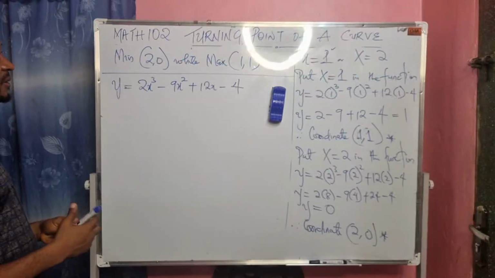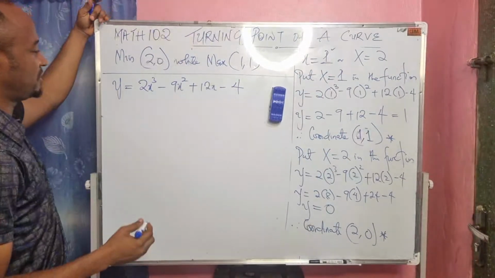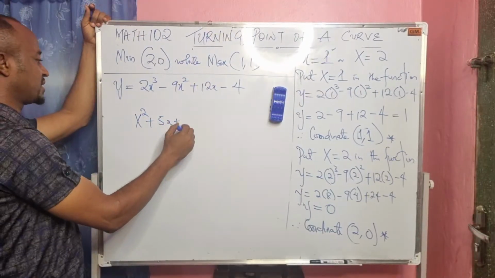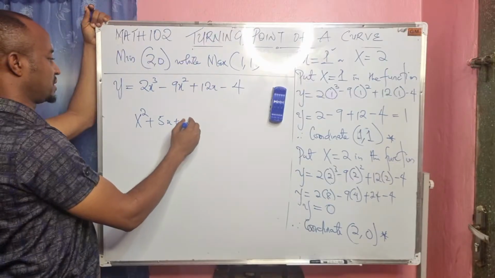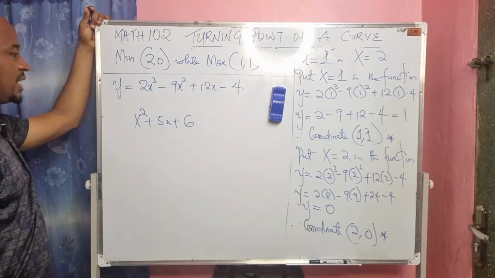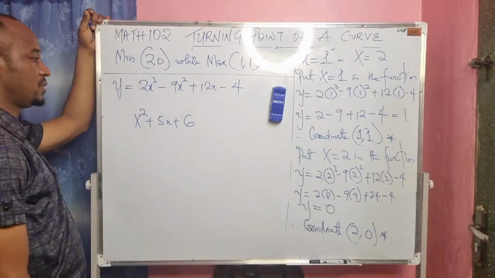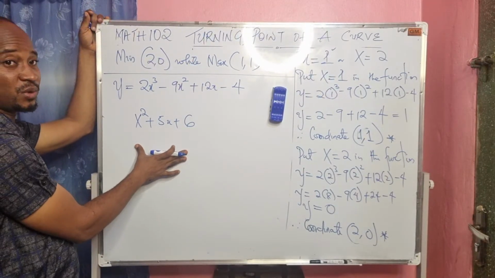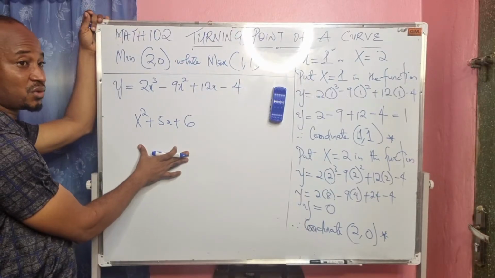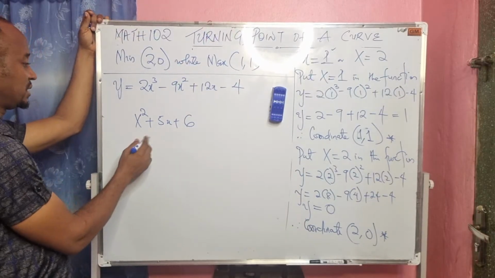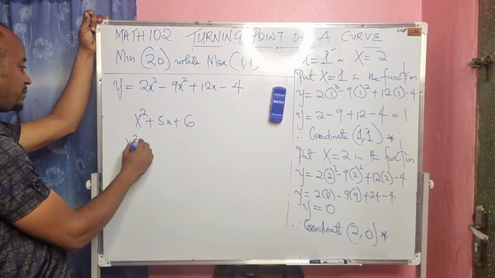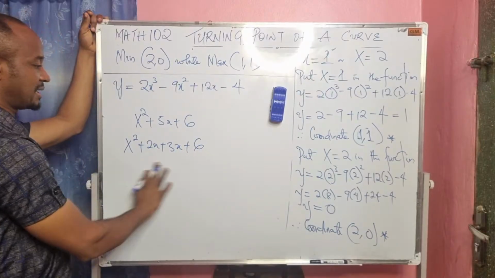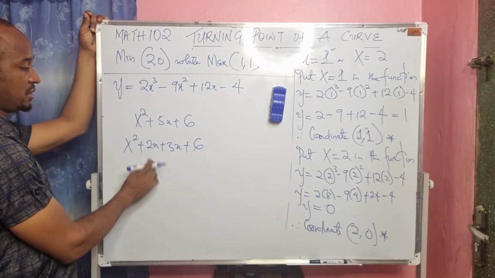If I'm to sketch a quadratic curve, let's say x squared plus 5x plus 6, what do we do first? We find the root of this equation. To find the root here, I can factorize this.